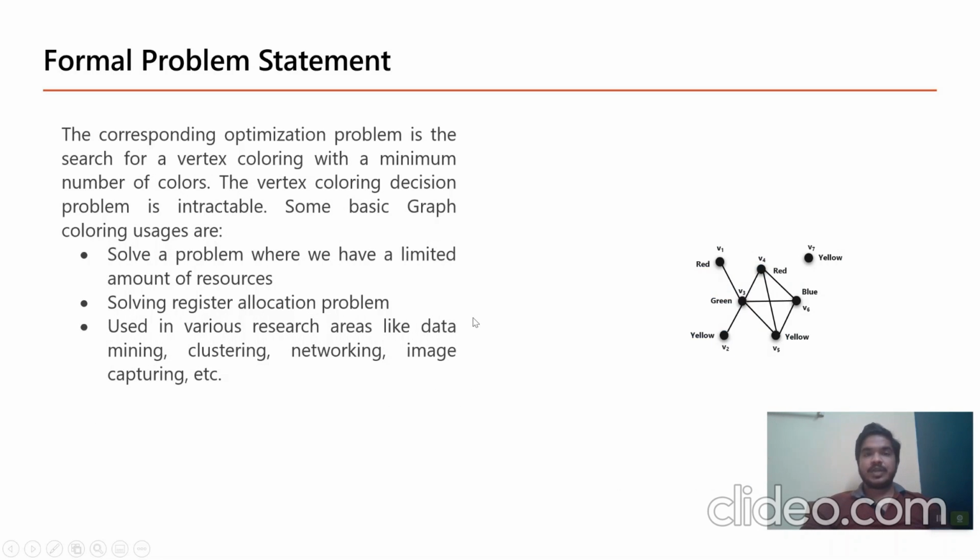Now, what we are really trying to solve here is a corresponding optimization problem so that there are fewer conflicts in a particular project. Now, the vertex coloring decision problem is intractable, and some of the important usages of graph coloring are where we have a limited amount of resources, as we'll be looking at for this particular topic. Also in the register allocation problem, and also in various other areas like data mining, clustering, networking, image capturing, etc.